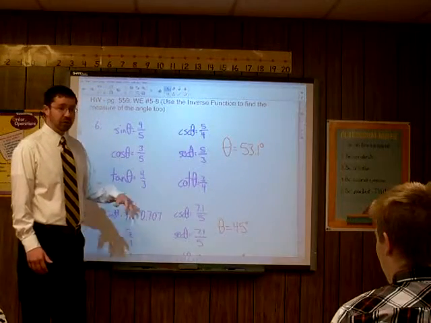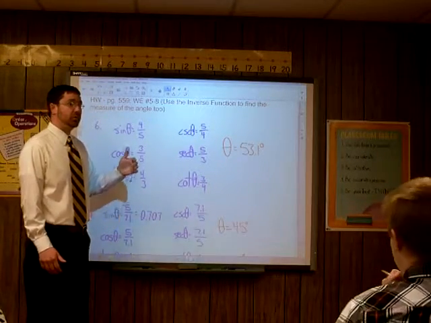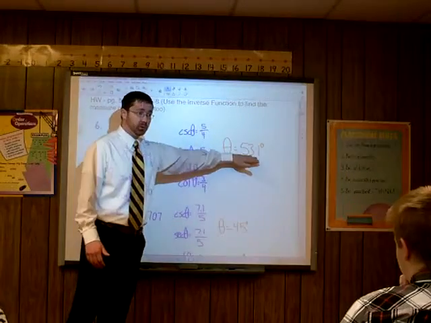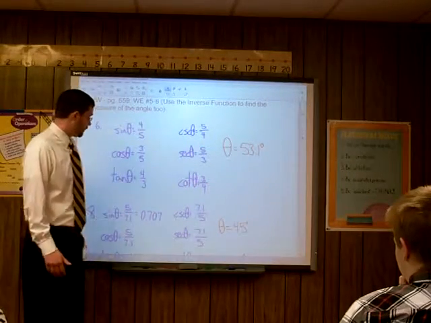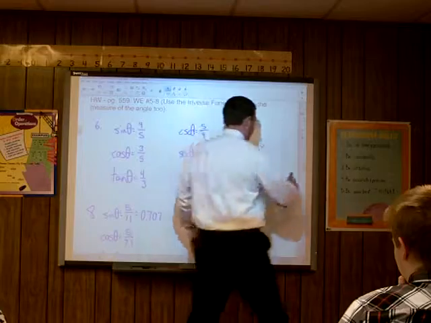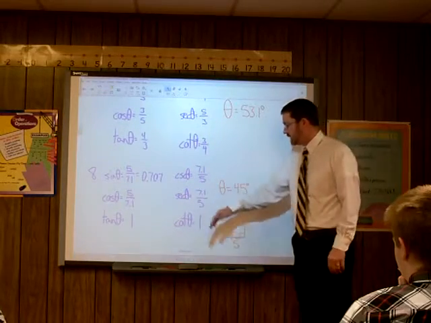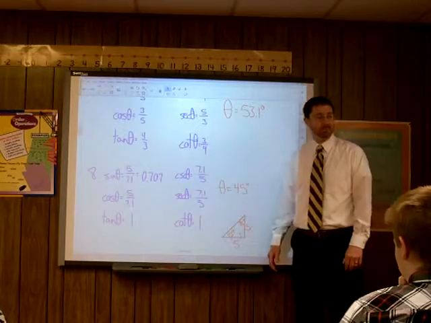Okay. And remember, guys, I always want you to round your angles to 1 decimal point. Okay. Always round to the nearest tenth. Here's the bottom part of number 8. The tangent and cotangent both equal 1.